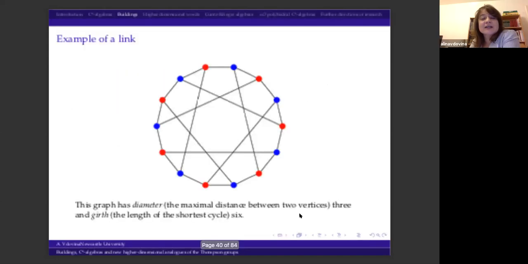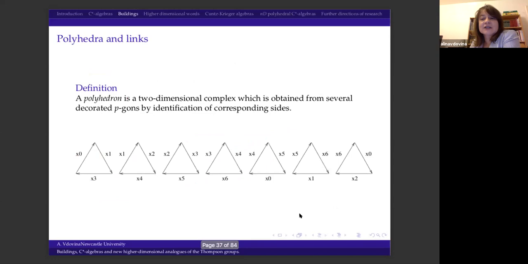So this is just a chance on the finite. Of course, on the finite complex, you do have a cyclic group acting of order seven, but it's just kind of a nice example.